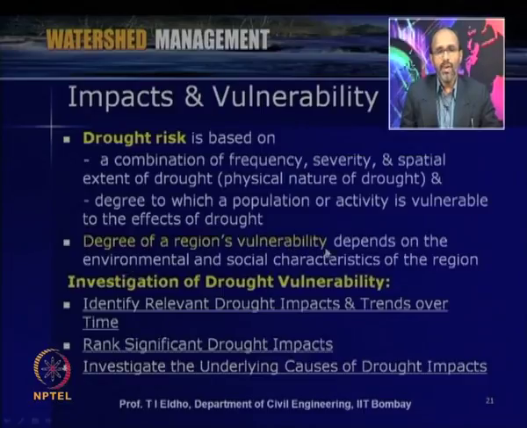The degree of a region's vulnerability depends on the environmental and social characteristics of the region. What are the environmental effects, what are the social effects? Accordingly, we have to define the degree of vulnerability of that particular region. So, we have to investigate drought vulnerability. First we can identify the relevant drought impacts and the trends over time, then rank the significant drought impacts with respect to the conditions, and then investigate the underlying causes of drought impacts.